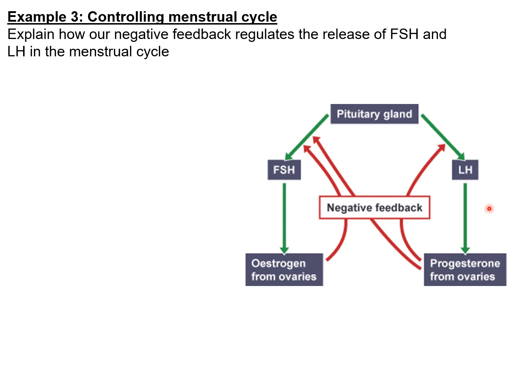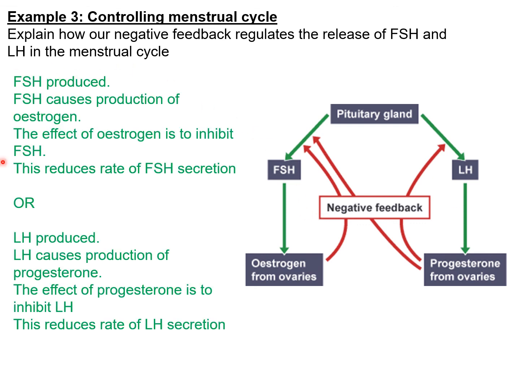So let's check our answer. If you focus on FSH, your answer should look something like this. The FSH is produced by the pituitary gland. The FSH causes secretion of estrogen, and the effect of the estrogen is to inhibit FSH. Inhibit means to stop or to slow down. So therefore, the rate of FSH secretion is reduced. Hence this negative feedback loop.